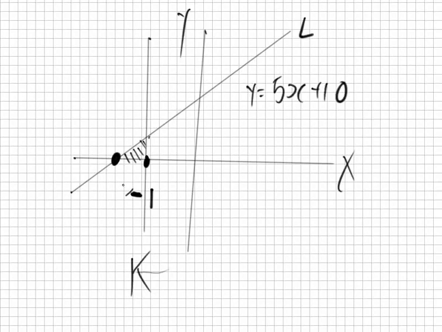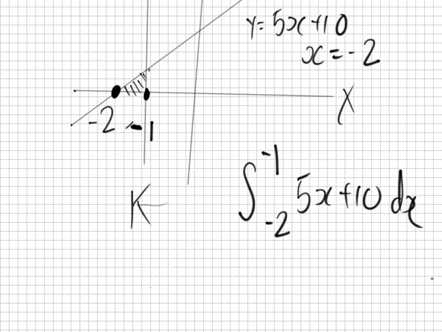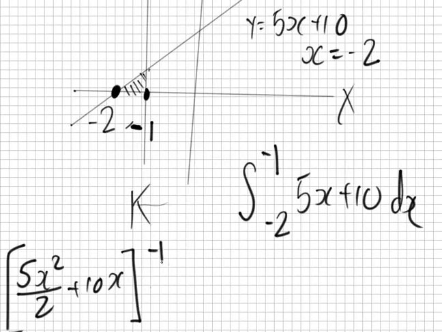So how can I find this point here? Y equals 0. And so what will x equal? Minus 2. So now what you have to do is integrate from minus 2 to minus 1, 5x plus 10 dx. Okay, so what's the antiderivative here? It would be 5x squared over 2 plus 10x, evaluated between minus 1 and minus 2.